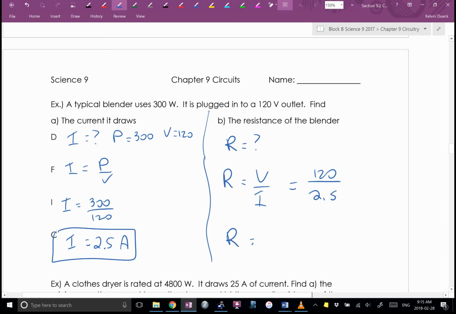120 divided by 2.5, that's going to be the same as 1,200 divided by 25, which is going to be 48. Double check me. Am I right? Check my math. I'm doing this all in my head. Is it 48? I can do math in my head, even when there's decimals.